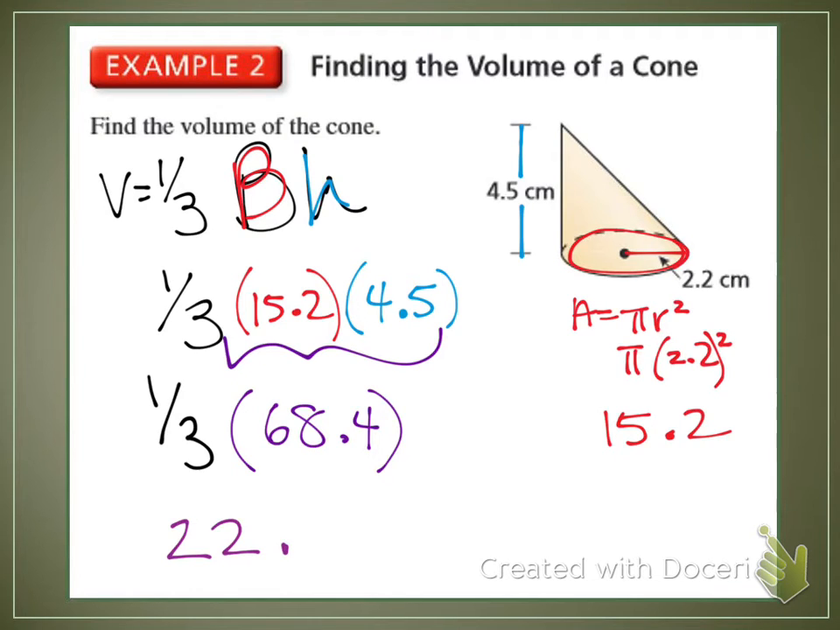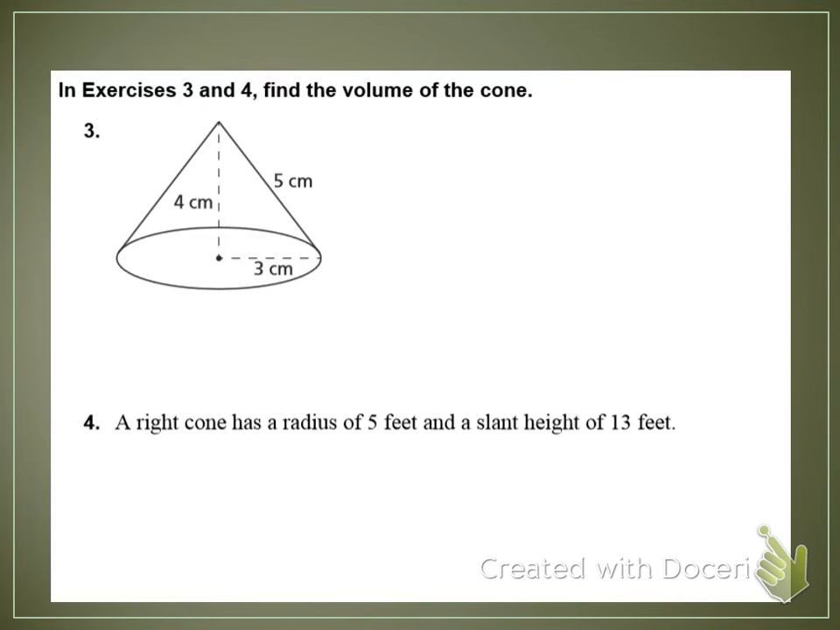What are the numbers? 22.796. Yeah. So this 6 would make the 9 round up, which would in turn make the 7 round up. So it is an 8. 22.8, and it is centimeters. This is volume, so it is cubed. So that's that. We just practice the same way we practiced before.